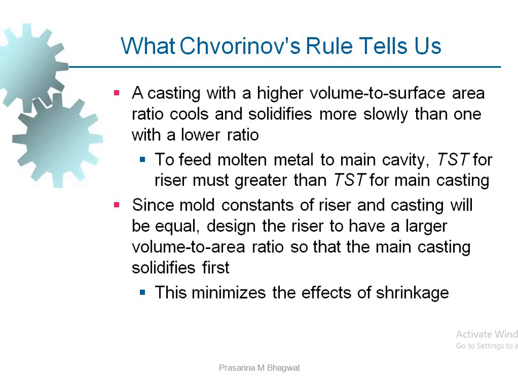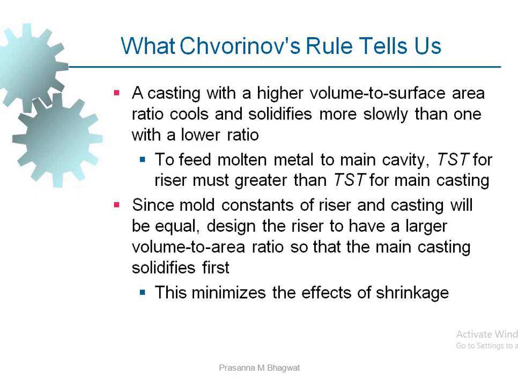So what does Chvorinov's rule tell us? That a casting with a higher volume to surface area ratio cools and solidifies more slowly than one with a low ratio. If the V by A, volume upon area ratio, is higher, then solidification is very slow. On the other hand, if V by A is less, then solidification will be faster.